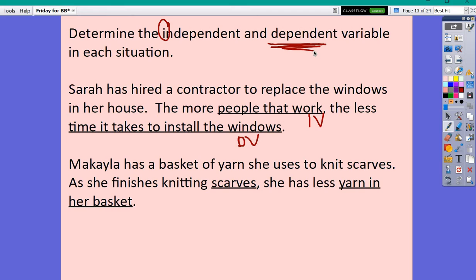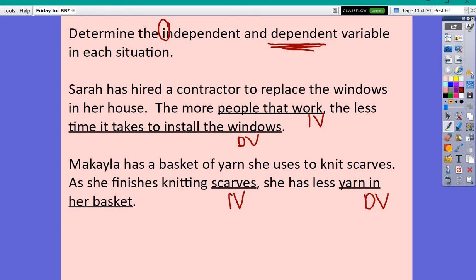In the next example, it says Michaela has a basket of yarn she uses to knit scarves. As she finishes knitting scarves, she has less yarn in her basket. So our 2 variables here are how many scarves does she have and how much yarn is in her basket. So Michaela has more direct control. The thing that if I'm Michaela, the thing that I can control is how many scarves I am knitting. And then the thing that depends on that, the thing that's going to change as a result is the yarn, and that's the dependent variable.